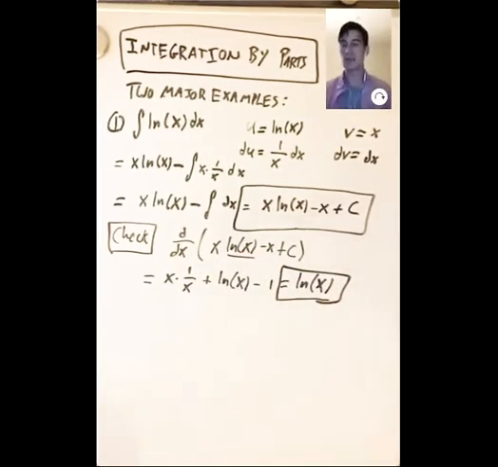This example and variations of it come up all the time. For example, you could try to do something like the integral of natural log of 5x.